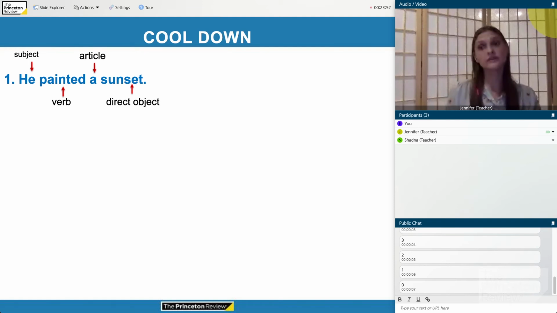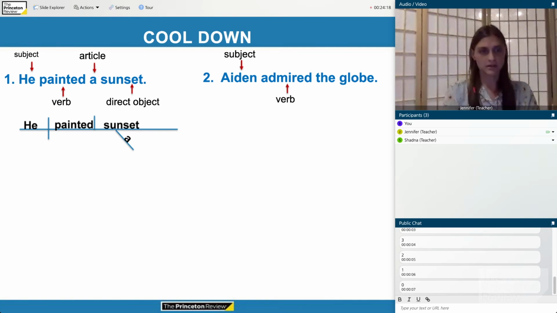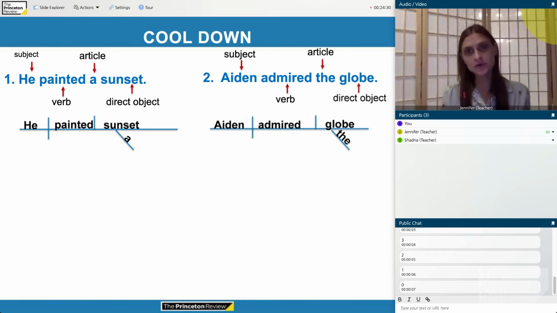He painted what? He painted a sunset. That's our direct object. Okay, and what does that look like? It's a sentence diagram for anyone who took the challenge. This is what that is going to look like. Okay, number 2. Aiden admired the globe. So Aiden is your subject. Admired is the verb. The is an article. And then finally, admired what? Admired the globe. So globe is going to be the direct object. And in sentence diagram form, this is what it's going to look like. Aiden admired the globe.